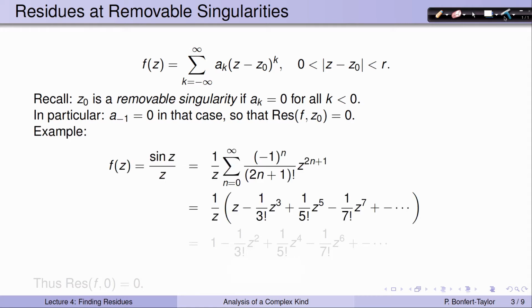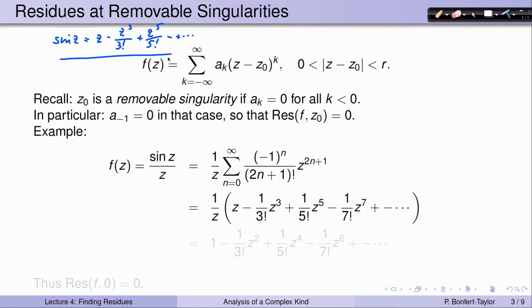Let's look at an example. The function sine z over z. Sine z over z has an isolated singularity at the origin because that's where we're dividing by 0. Otherwise, the function is analytic. Sine z itself has a Taylor series representation centered at the origin, namely z minus z cubed over 3 factorial plus z to the 5th over 5 factorial and so forth, that you see right here.